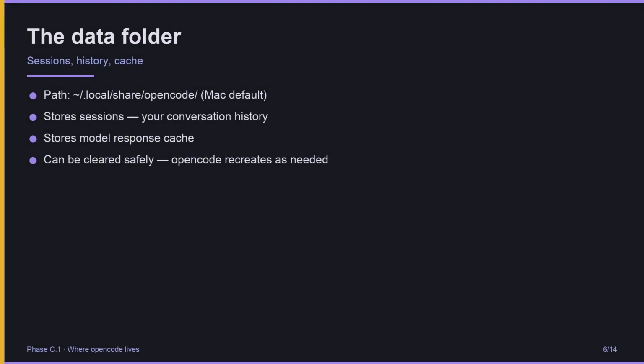Binary, config, data. The data folder. Path, ~/.local/share/opencode. Stores your sessions, every conversation you've had with opencode. Stores a cache of model responses, so repeated prompts are cheaper. And can be cleared safely. Opencode recreates what it needs as needed. If opencode is acting weird, clearing the cache is a safe first troubleshooting step.